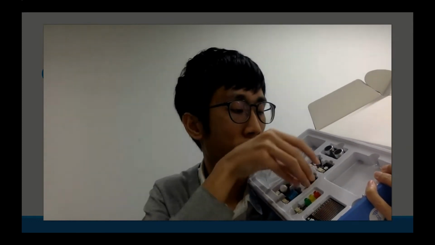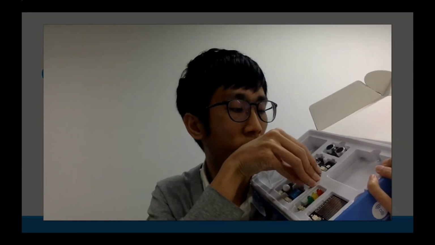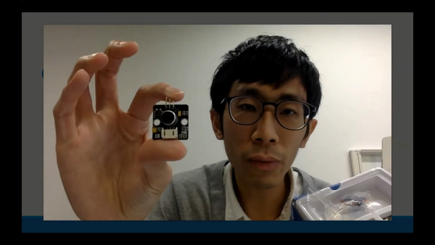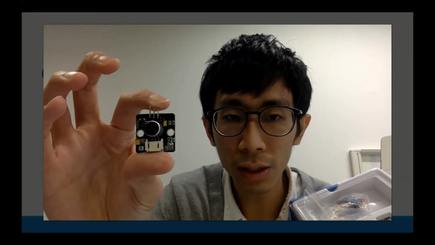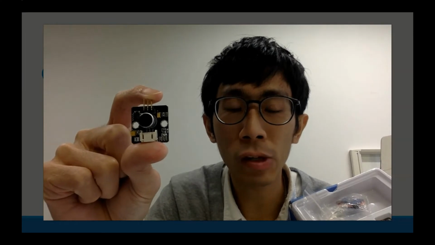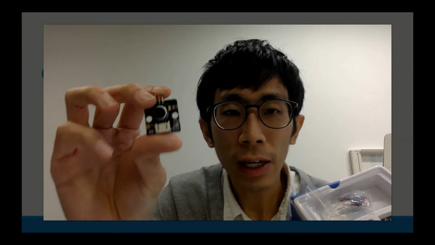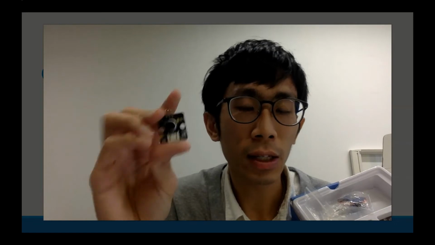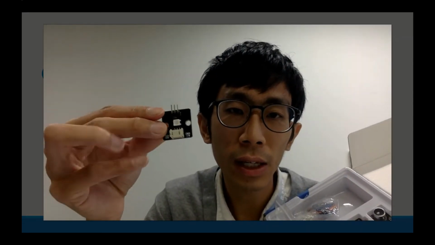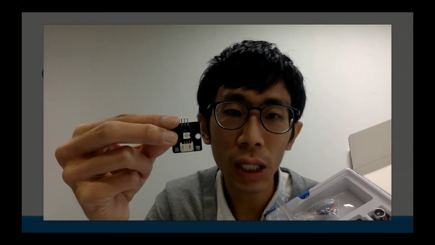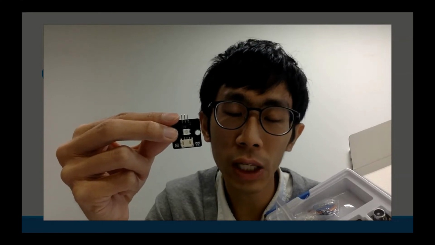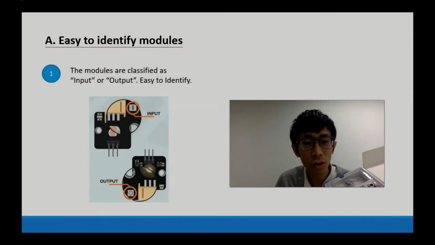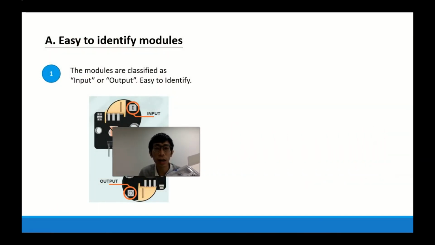For different modules, there is one word here. You can notice what the word is. It is a capital letter I. It means input. And pick one more, the colorful light, for example. There is an O on it, a capital letter O. It is output. So it is very easy to know, and easy to identify.